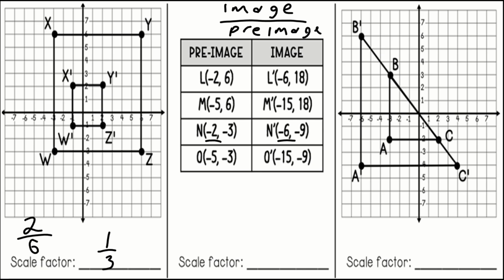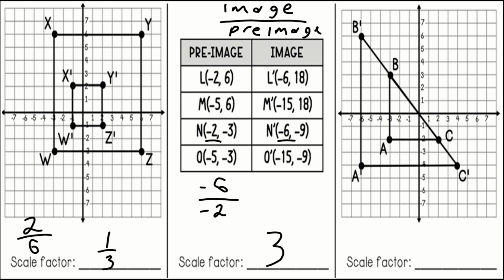I'll use those 2 values. You just have to pick an x or a y, and it has to be the same for each one. It's x and an x or a y and a y, and it has to be corresponding ordered pairs. So like n and n prime. And we take the image and we put it over the pre-image number. Okay? When you have negatives, what's a negative divided by a negative? Positive. Negatives divided by negatives are positive. And then you just do the math. 6 divided by 2, 3.